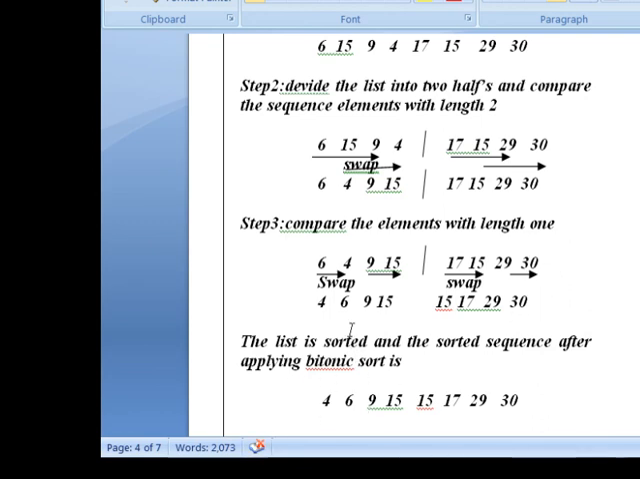See, is the list in sorted order or not? After making the comparison with one element length, your list is sorted. Now see the list elements: 4 6 9 15 15 17 29 30. Now this is the sorted list. This is an example of how to sort the elements using Bitonic sort.